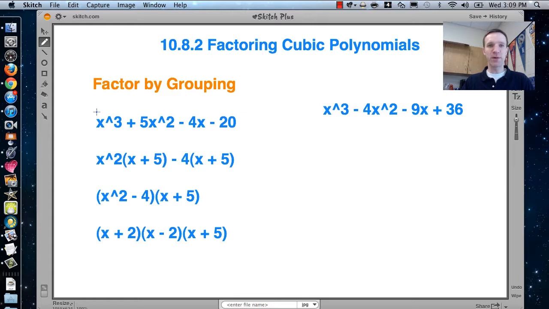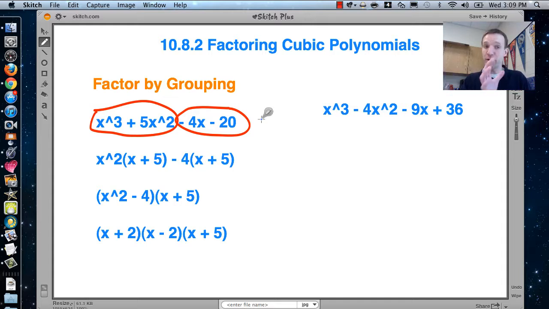And so in this example, I'm going to group these first two terms together, x cubed and the 5x squared, and I'm going to group the negative 4x and the negative 20 together as two different groups. It's usually going to be like this for a book, where the first two will be a group, and the second two will be a group. So I look at x cubed plus 5x squared. What can I factor out of those two terms? I can factor out an x squared. So I take out an x squared right here, and what would I multiply x squared by to get these two terms? X squared times x is x cubed, and x squared times 5 is 5x squared. So that's where I get this part, and then what's left in the parentheses goes there.